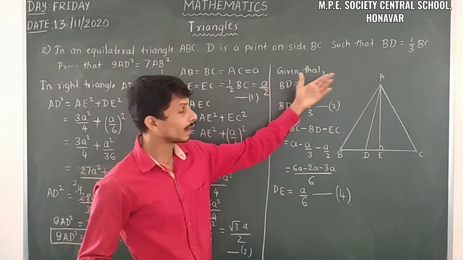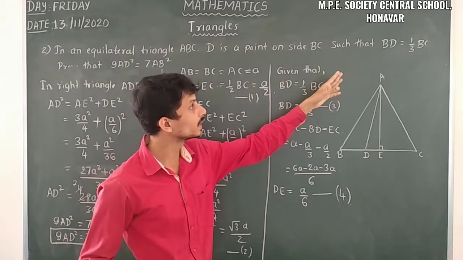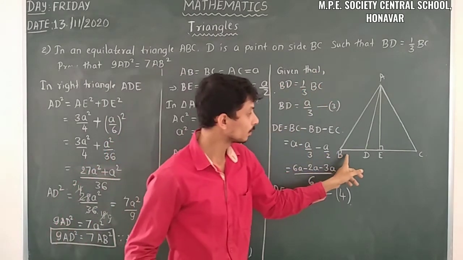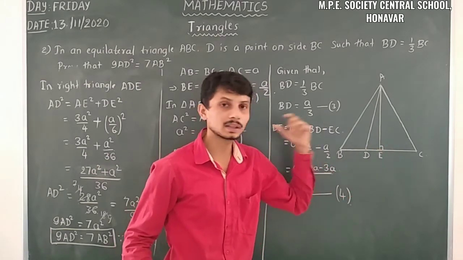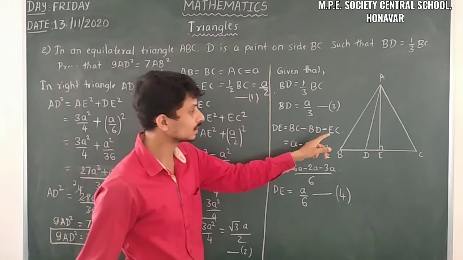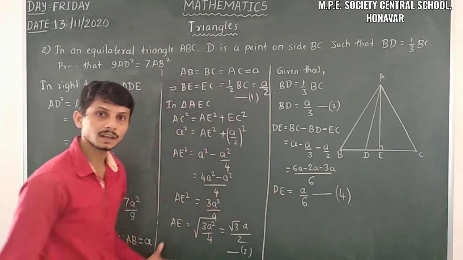Then we have given that BD is equal to 1 by 3 BC. From that we calculated BD, and from BD and EC and the complete side BC we calculated DE, and then we inserted the Pythagoras theorem in triangle ADE. So here we have the result.